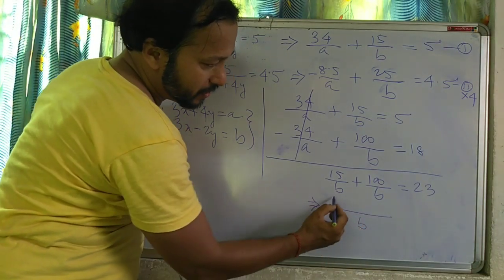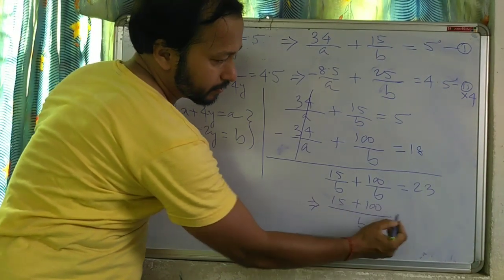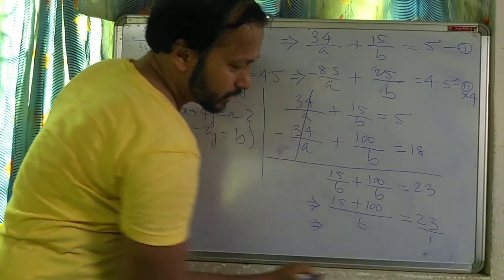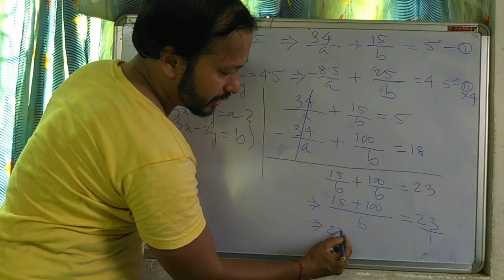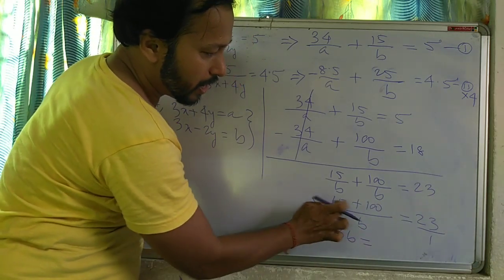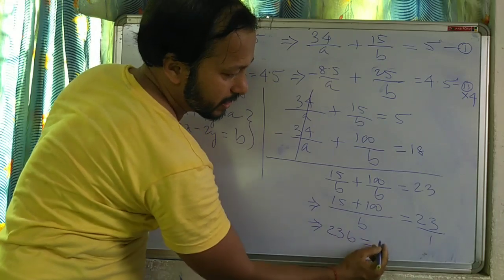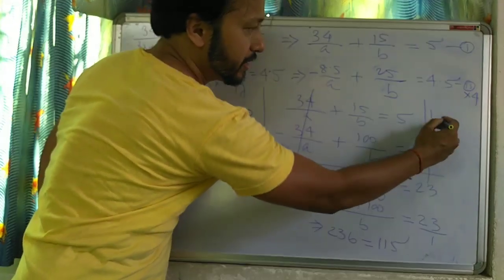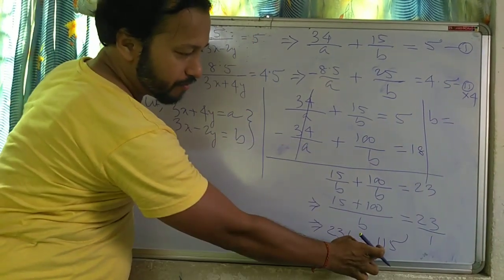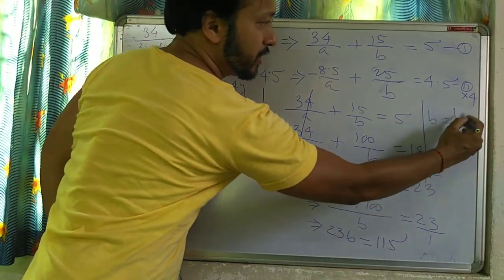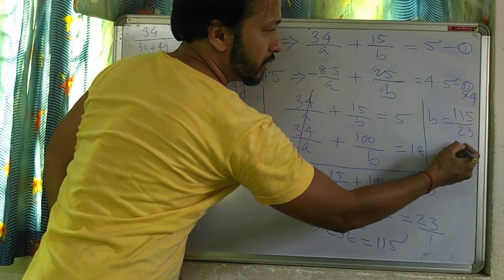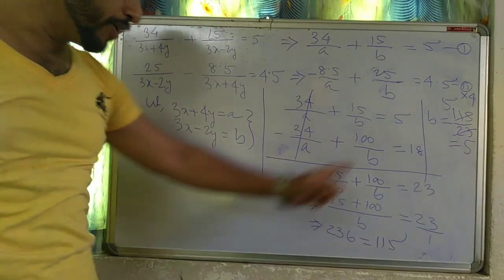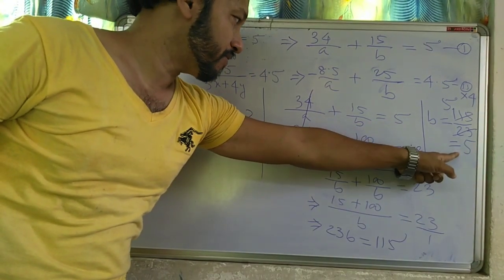LCM is b. Now cross multiplication. 23b equal to 115 into 1, 115. So b equal to 115 by 23, equal to 5. So b is 5. We got our value of b, 5.